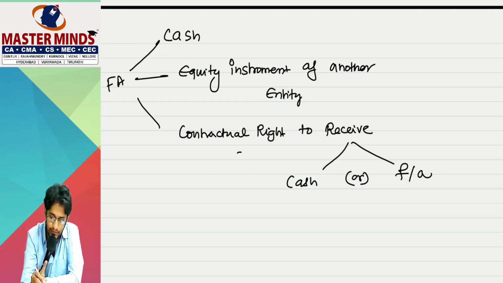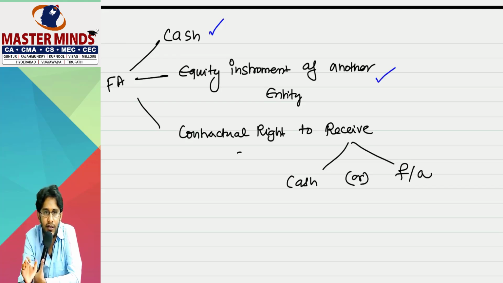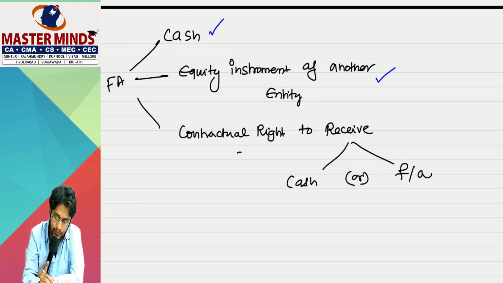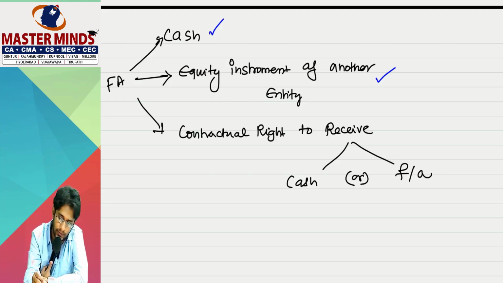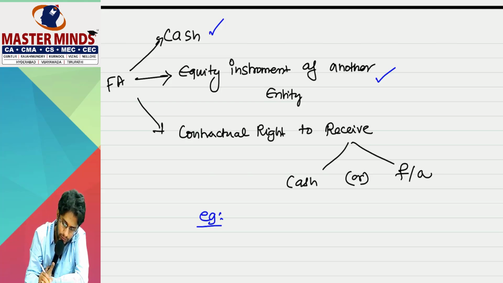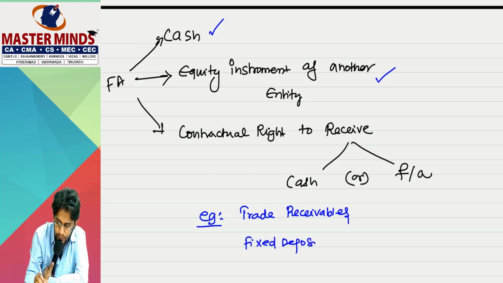Let's put some examples. The first example is very straightforward, cash, bank. For this, equity shares of some other company is a financial asset, very straightforward. Now you should tell me examples for the third category. Tell me, contractual right to receive cash, which one? Examples. Good, let's start with the basic one, which is trade receivables. Right, sir? Trade receivables. You have a fixed deposit with the bank. Bills receivable.